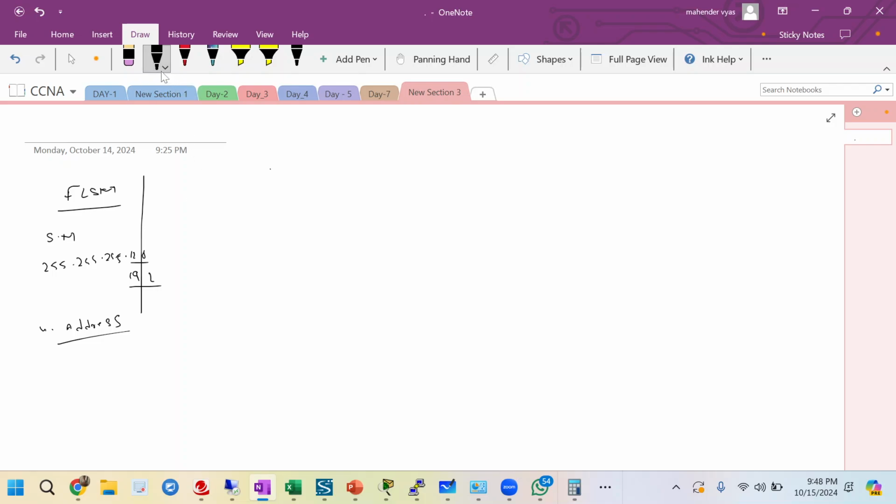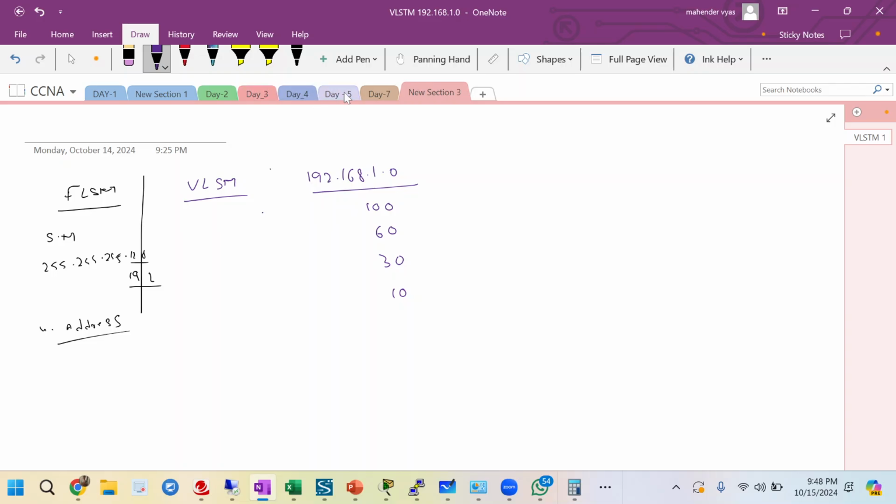Now when we do VLSM, suppose we have one address now, 192.168.1.0. Okay, so now my requirement is, first I want 100 users, then I want 60 users, then I want 30 users, then I want 10 users. So this type of thing, when we have VLSM, each network can have a different subnet mask.